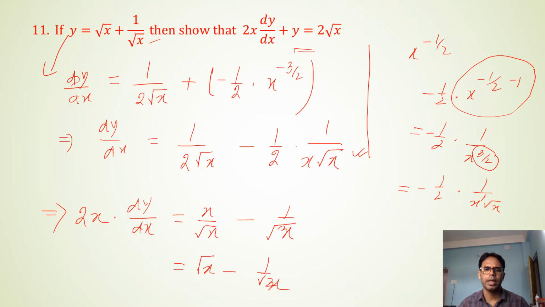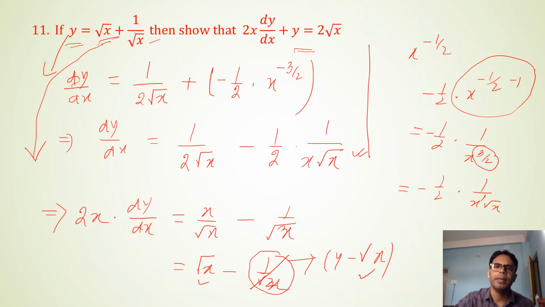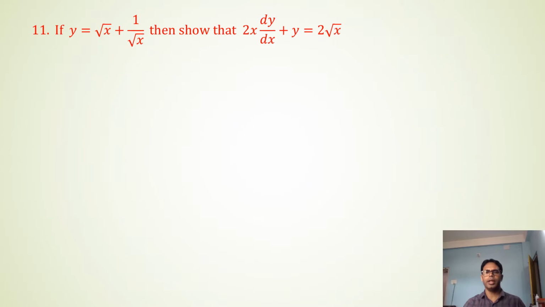This is our expression now, and after this you are to replace this 1 by root x value, 1 by root x, from this equation. What is the term? 1 by root x is simply y minus root x, so just replacing this term by y minus root x, and after that this root x and this root x will make it 2 root x and minus y. Okay, so I am erasing all of these terms, and you see the solution here in a clean window.